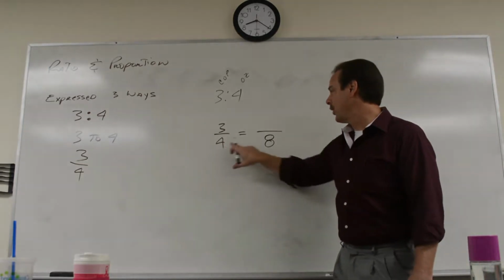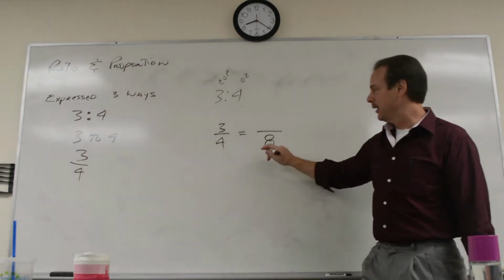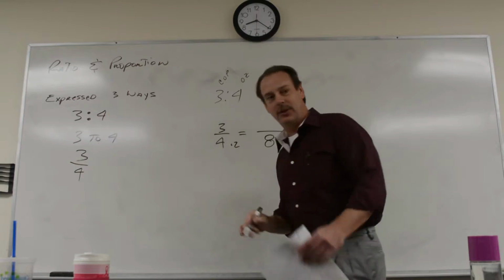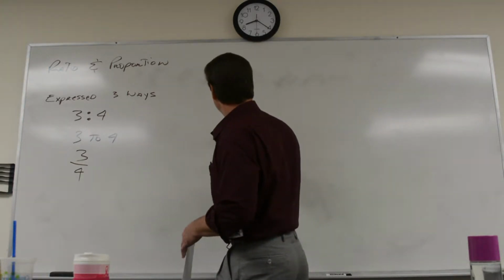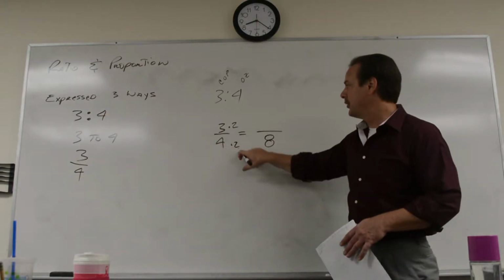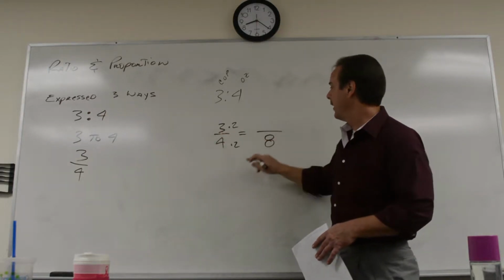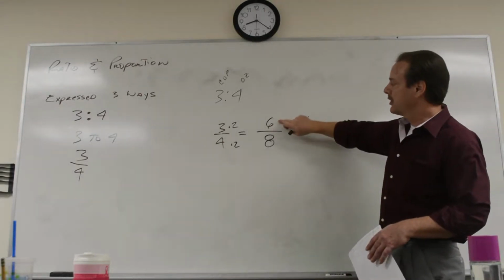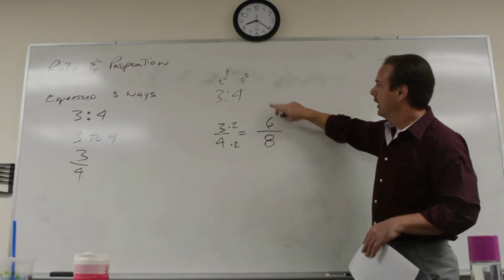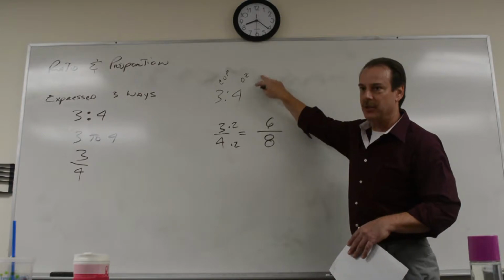Now, to get from 4 to 8, we had to multiply by 2. Remember with fractions, if you do it to the numerator, you have to do it to the denominator? Same thing with a ratio. We got 3 here. If we multiply the 4 by the 2, we also have to multiply the 3 by the 2, and we're going to get 6 over 8. This is saying we're going to need 6 cups of flour to 8 ounces of whatever this other solution is.